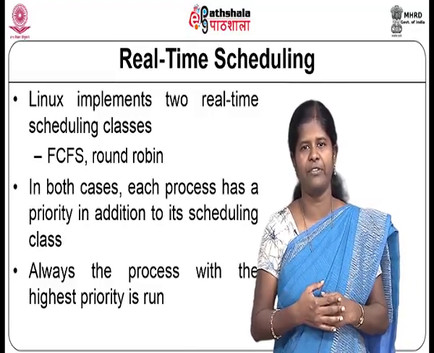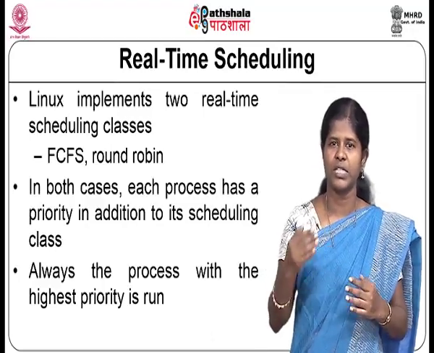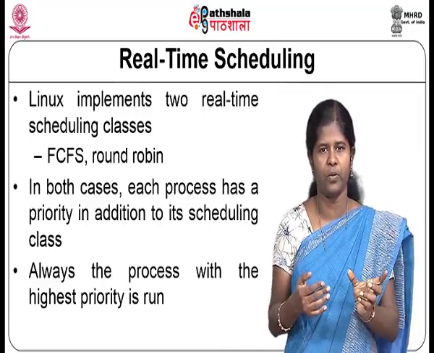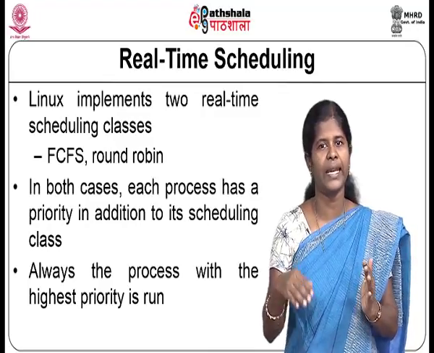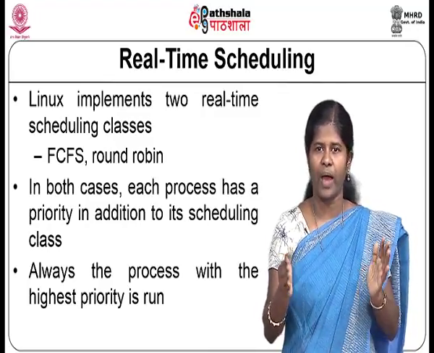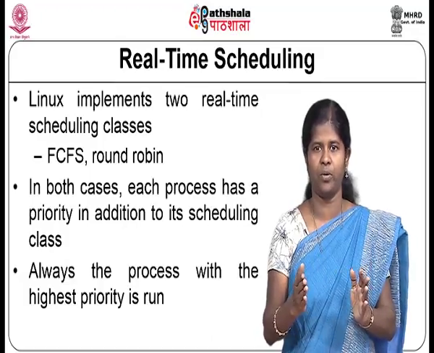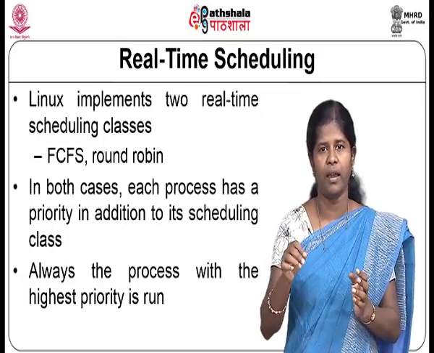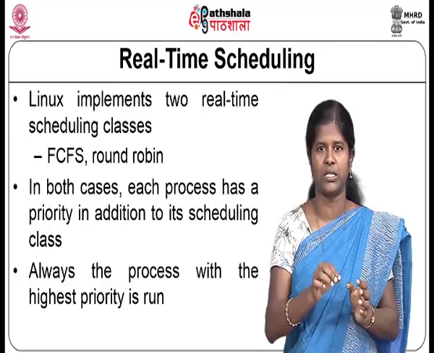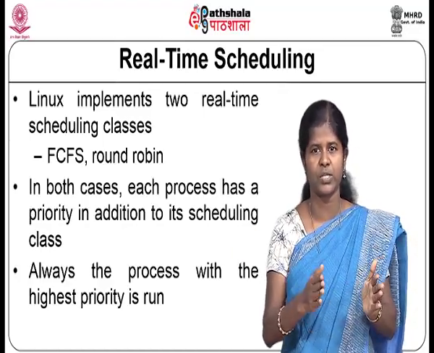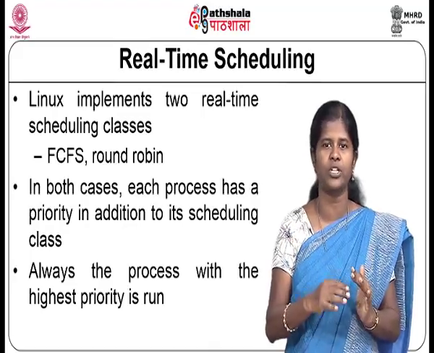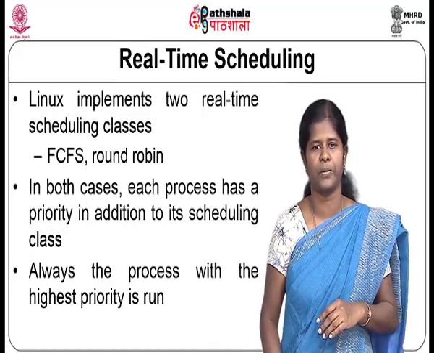In FCFS, the process with the highest priority is given the CPU, that process will complete its CPU burst and then it will relinquish the CPU. So, after the highest priority process gets the CPU, if another process with a still higher priority comes, that process will not be given the CPU. This process will not relinquish; once it gets the CPU, it will continue to use it.